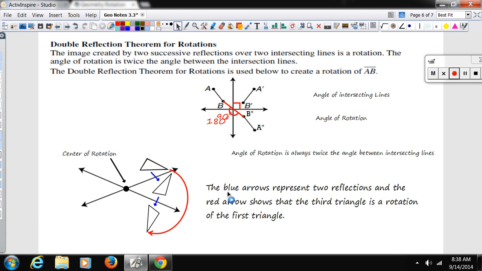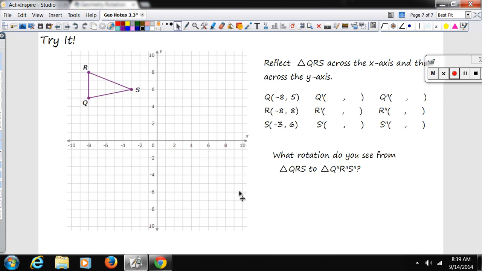And down here, the blue arrows represent two reflections. So you're reflected here, and then you're reflected here. That would make a rotation of the first one to the last one. So the red arrow shows the rotation, and it would be double whatever this angle is right here. That's the double reflection theorem for rotations. You can pause it if you need to catch up. But let's have you try it.